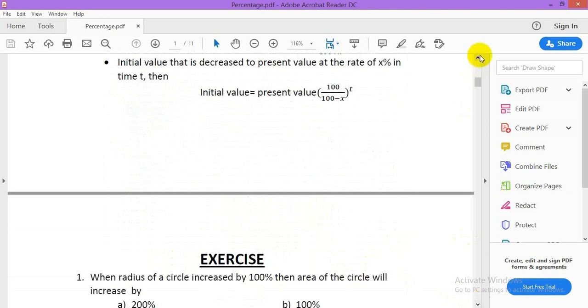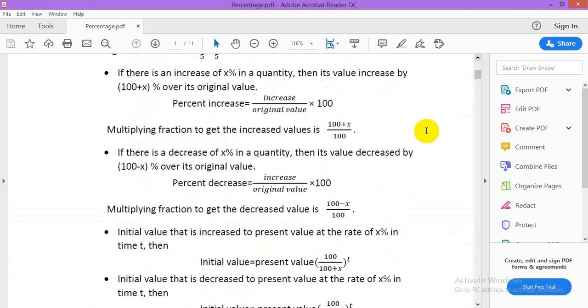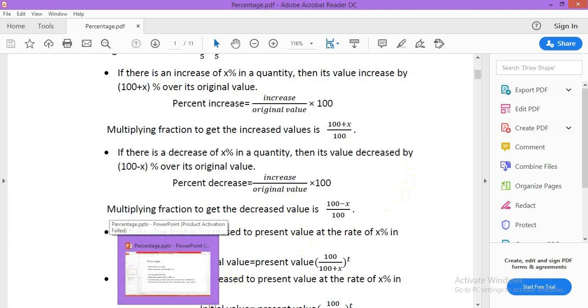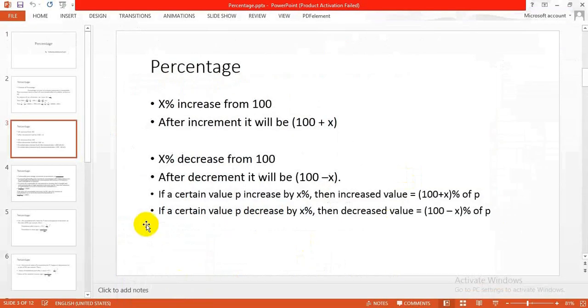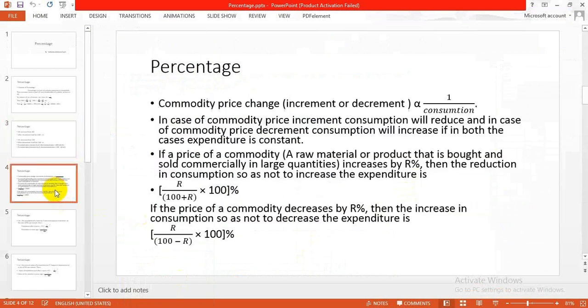Let us discuss it elaborately. This is all about the theoretical part of percentage. We will see in our PPT that there are certain areas where percentage is used. So we will see those areas.